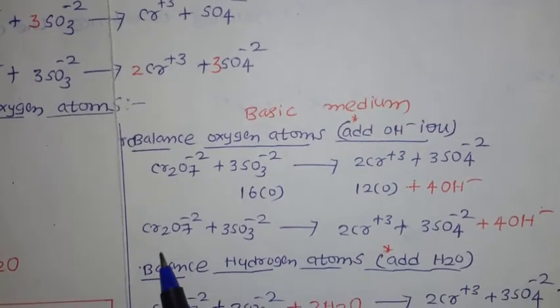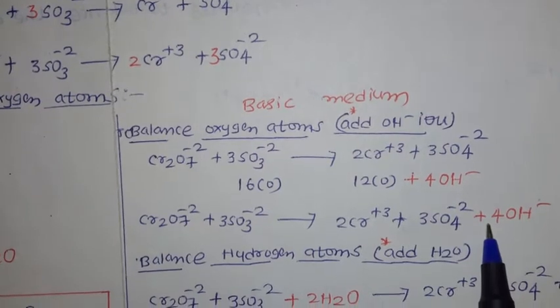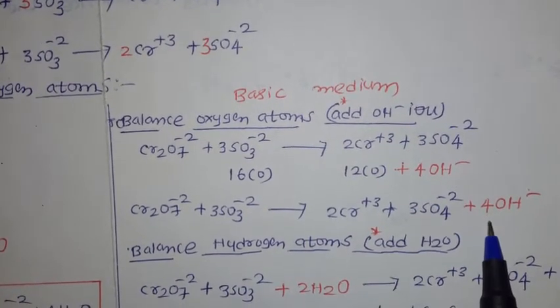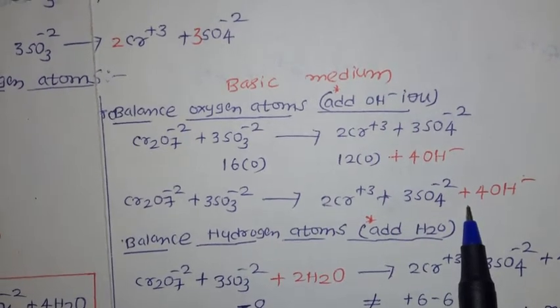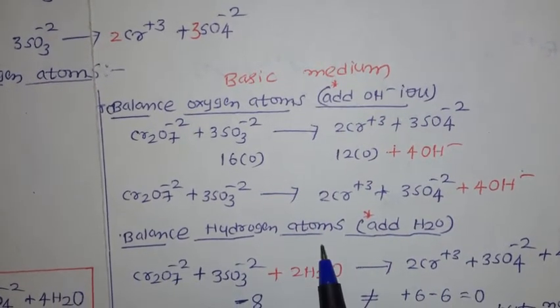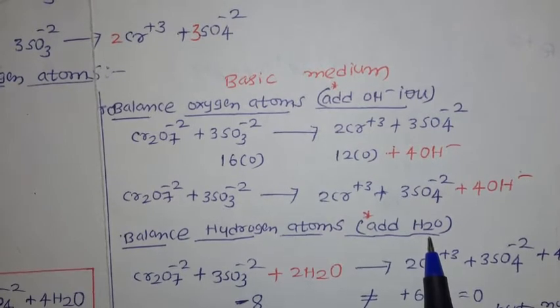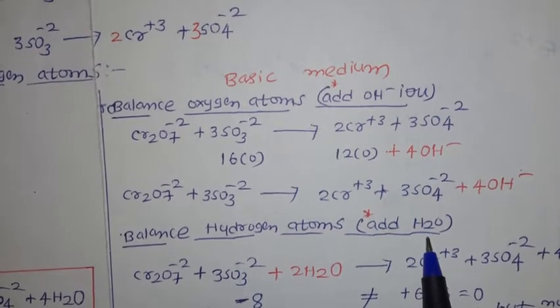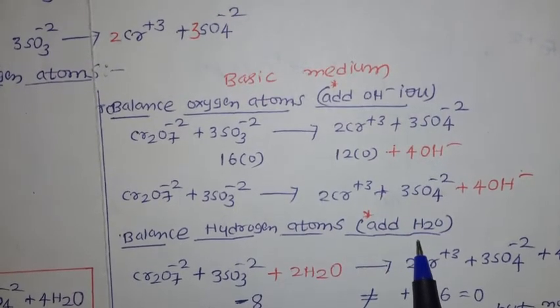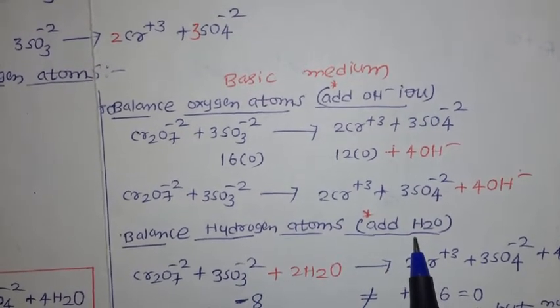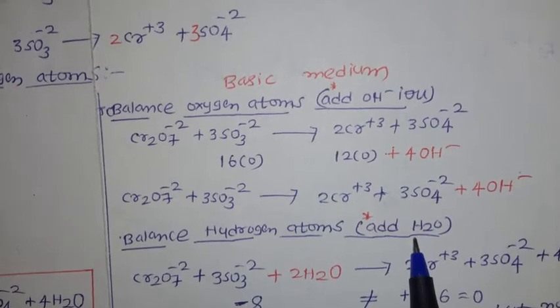Okay. So now in the next step, I am going to add the 4 OH minus ions at the product side. Next, there is an imbalance of hydrogen ions. So balance the hydrogen atoms by adding H2O. Important: in basic medium, for balancing the hydrogen you add H2O, whereas in case of acidic medium, we added the H plus ion.